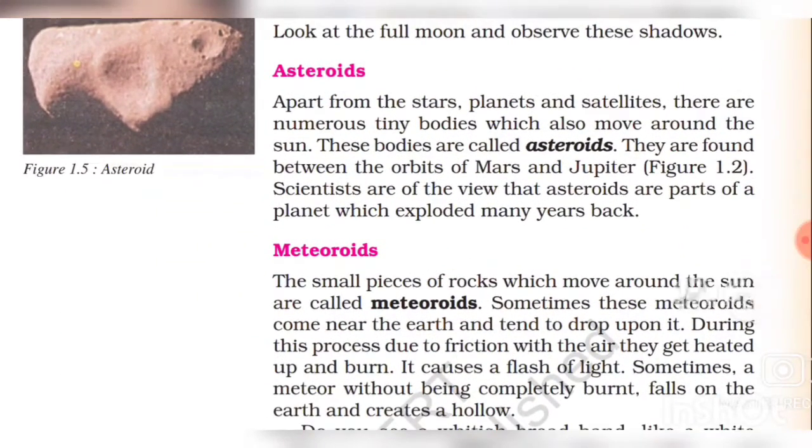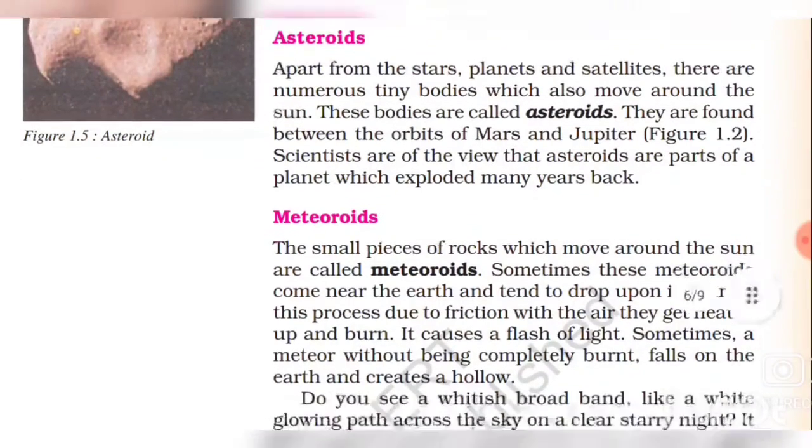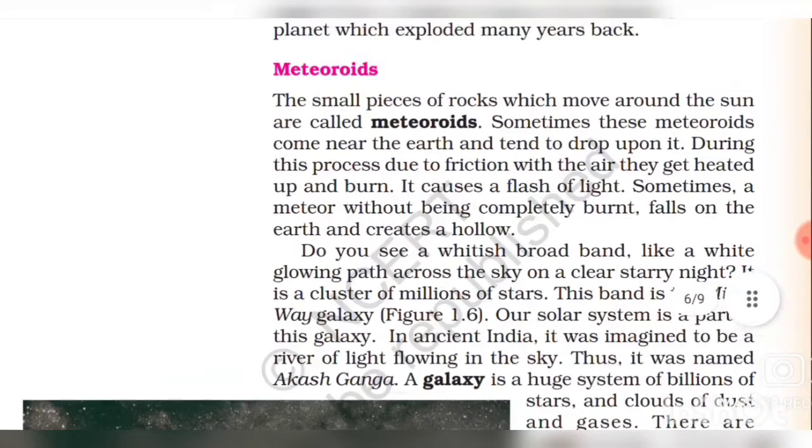What is an asteroid? Apart from the sun, the planets and the satellites, there are numerous tiny objects that move around the sun. These bodies are called asteroids. There are asteroids between the orbits of Mars and Jupiter. And what is a meteoroid? Small pieces of rocks which move around the sun are called meteoroids. The belt between Mars and Jupiter is called the asteroid belt, and the small pieces of rocks that move around the sun are called meteoroids.